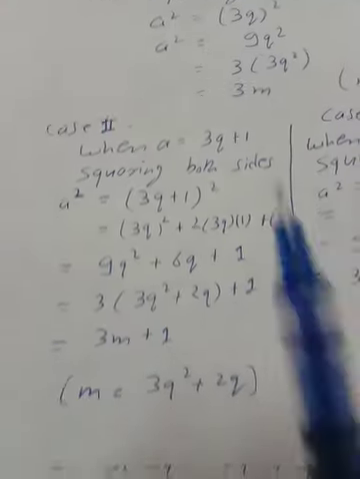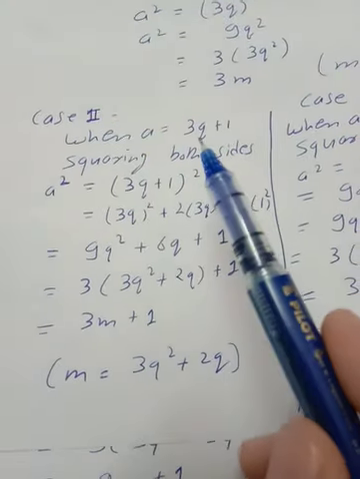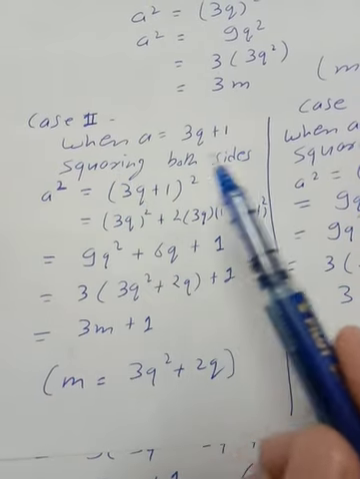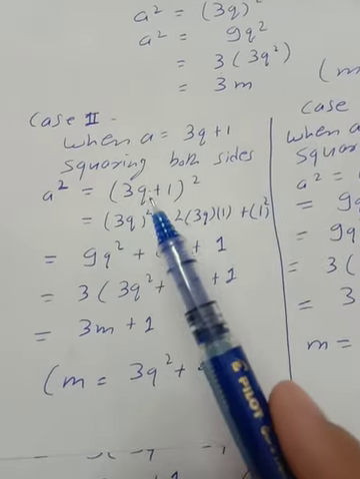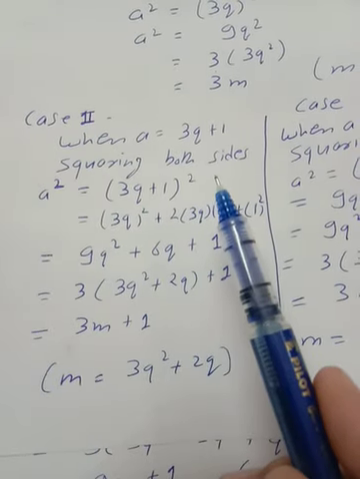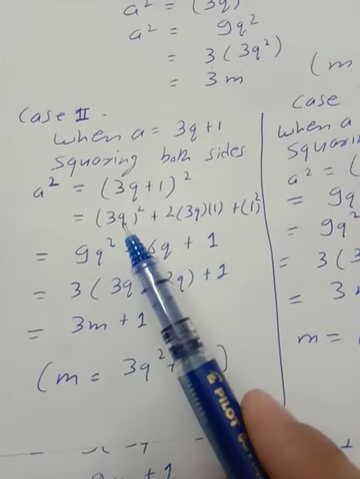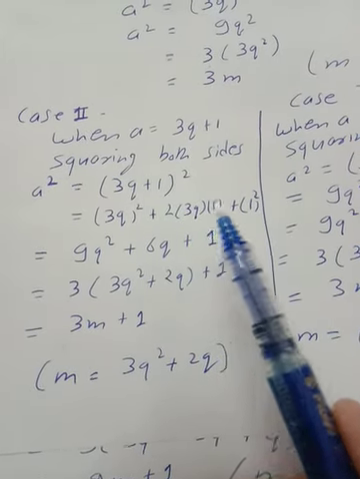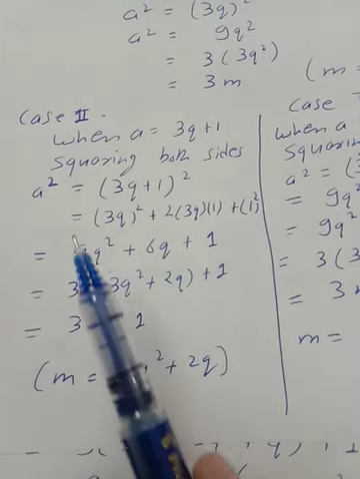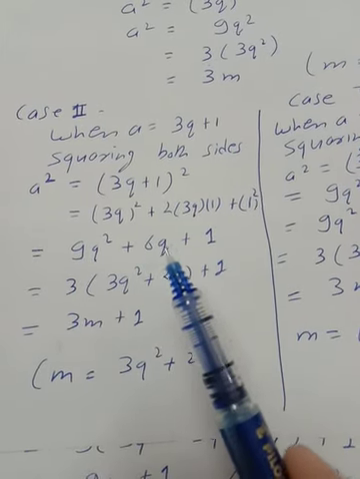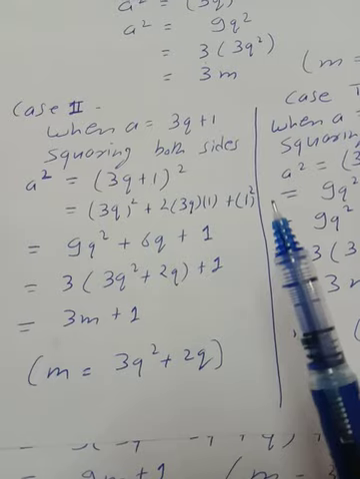Now case second, when a equals 3q plus 1. Again we have to show the square, so squaring both sides, we get (3q plus 1) whole square. Here we use the identity (a plus b) whole square, it's a square plus 2ab plus b square. So a square means 9q square. Solving this one we get 6q and 1 square is 1.